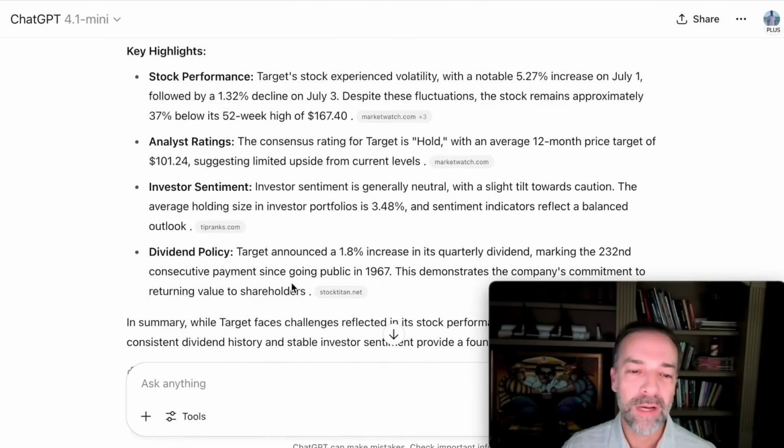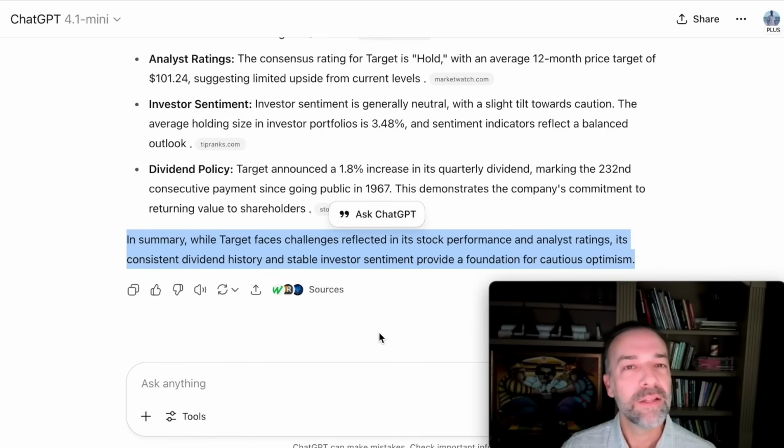And here you see we have 4 nice bullet points you want to read through. And then at the very end, it gives you a nice summary. And here's what ChatGPT came up with about Target. It says, in summary, while Target faces challenges reflected in its stock performance and analyst ratings, its consistent dividend history and stable investor sentiment provide a foundation for cautious optimism. So overall, I feel good about that.